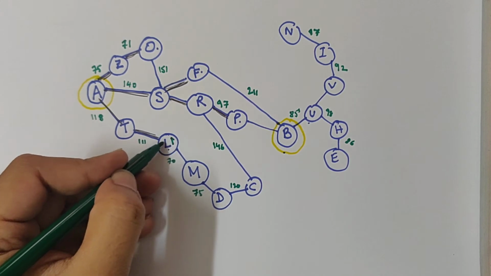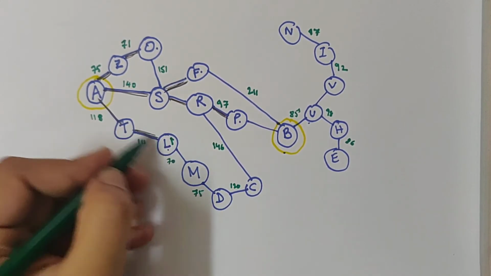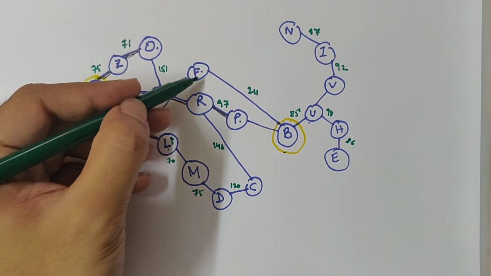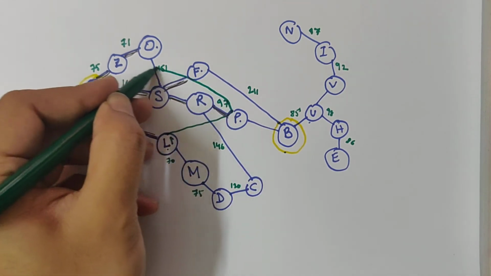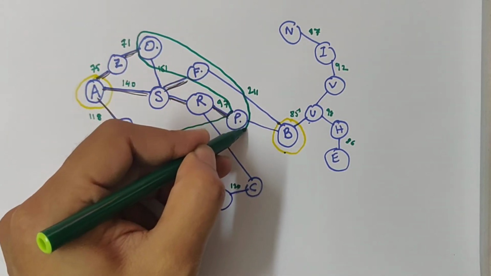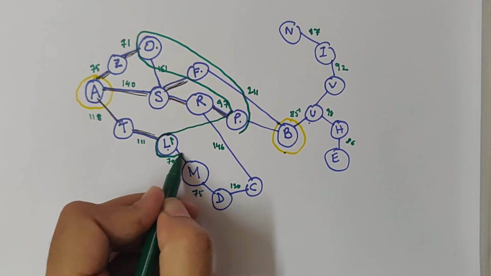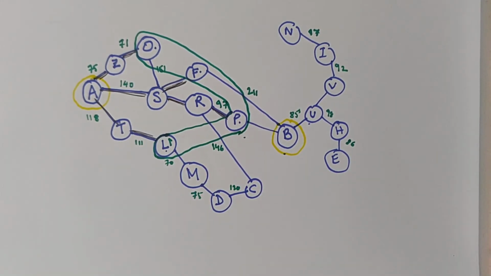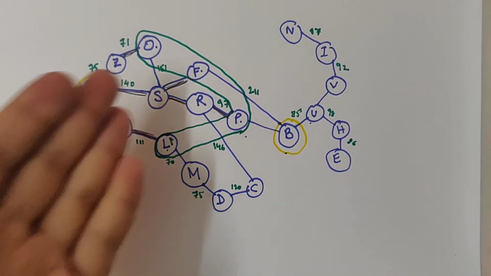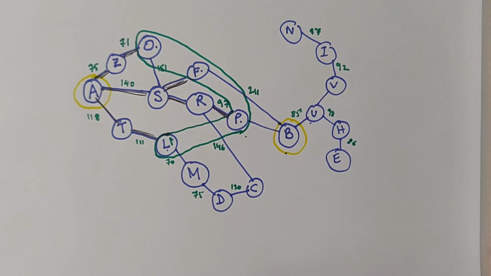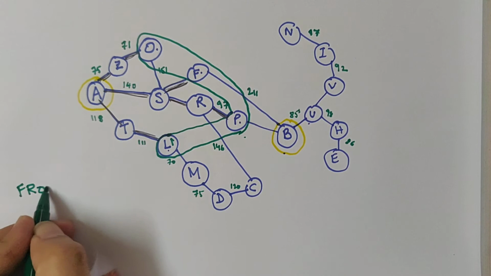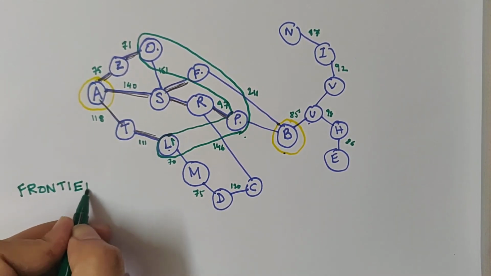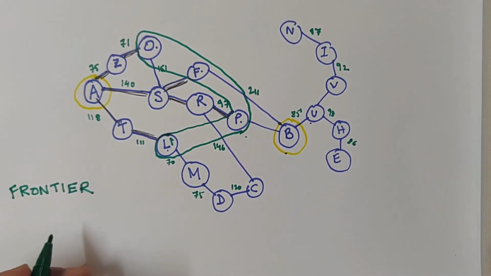L, P, F, O. This is the farthest paths that have been explored. So this ends of the path, that we give it a name, it's called the frontier.